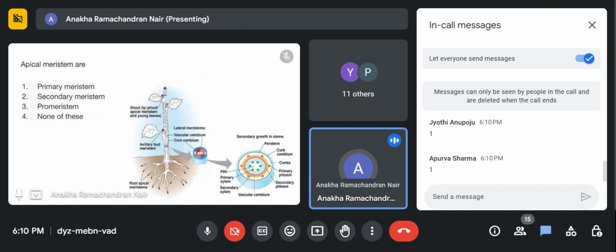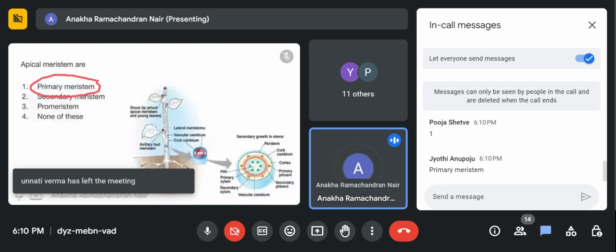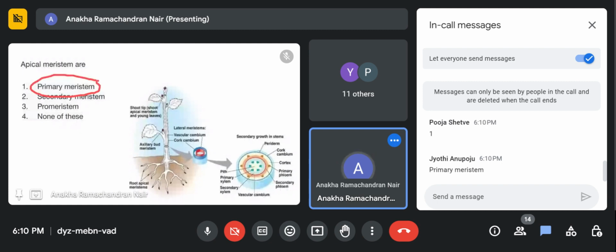Yes. So as you're answering, the correct answer is primary meristem. Promeristem is the meristem cells that are present in the embryo itself, which are then converted to the primary meristem, so that is not the answer. Secondary meristem is what is responsible for the lateral growth of the plant, and that is also not the answer. The apical meristem, which is responsible for the tallness of the plant, is a primary meristem. So the correct answer is primary meristem.